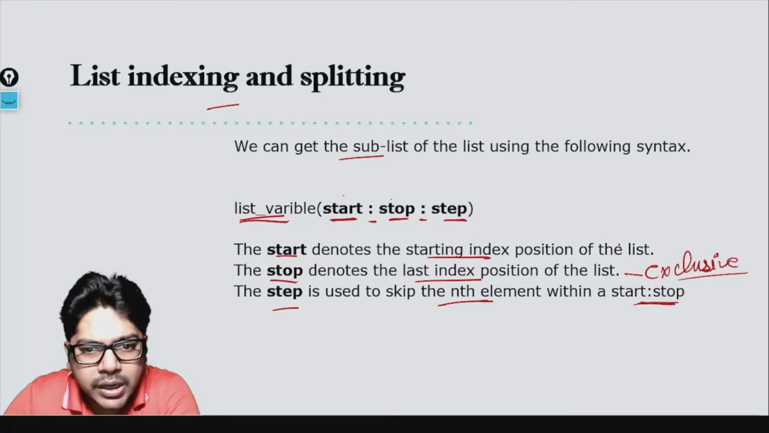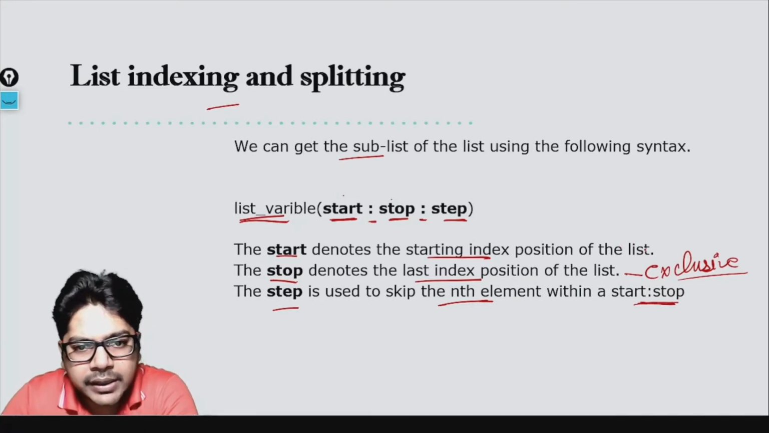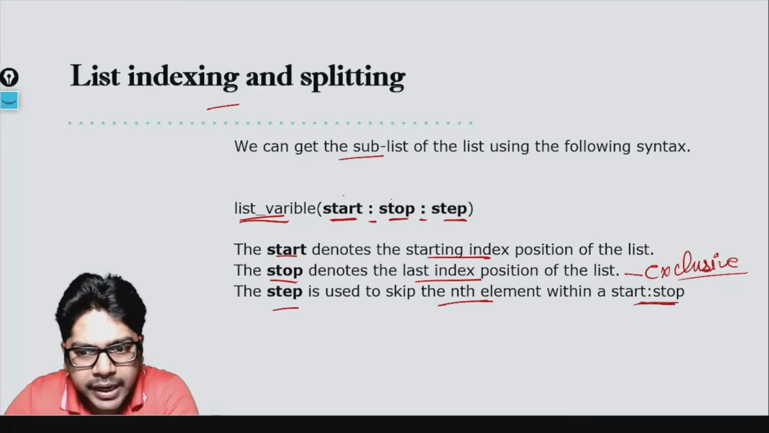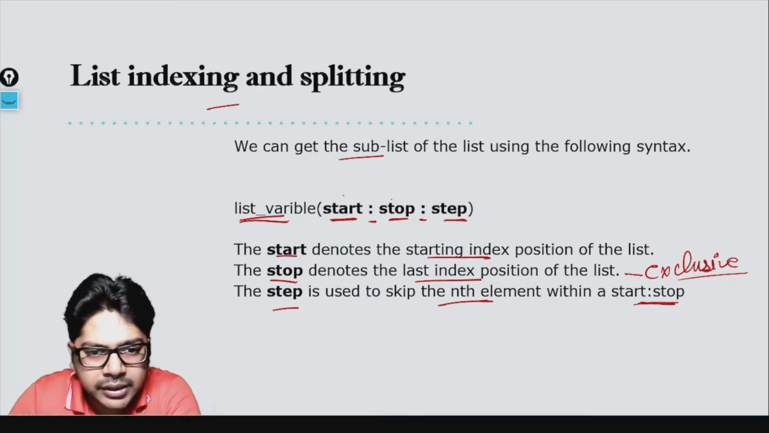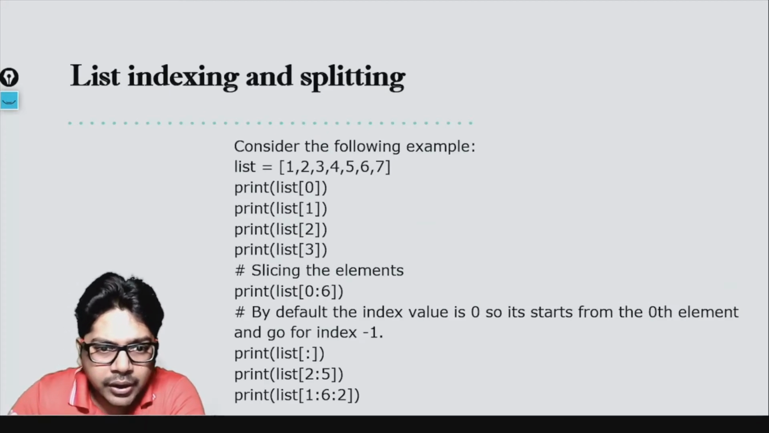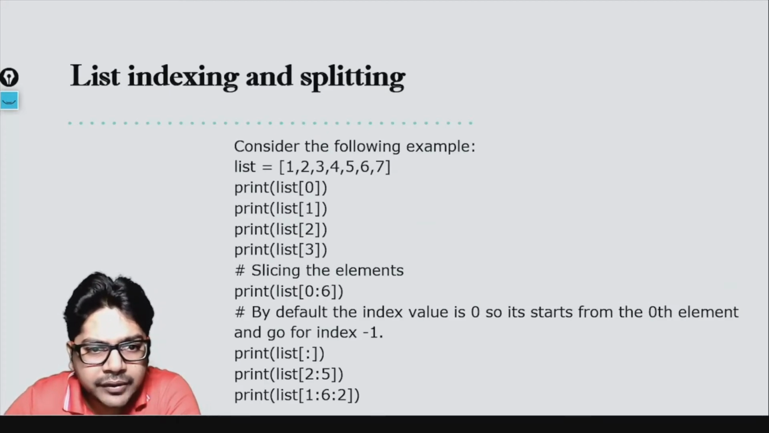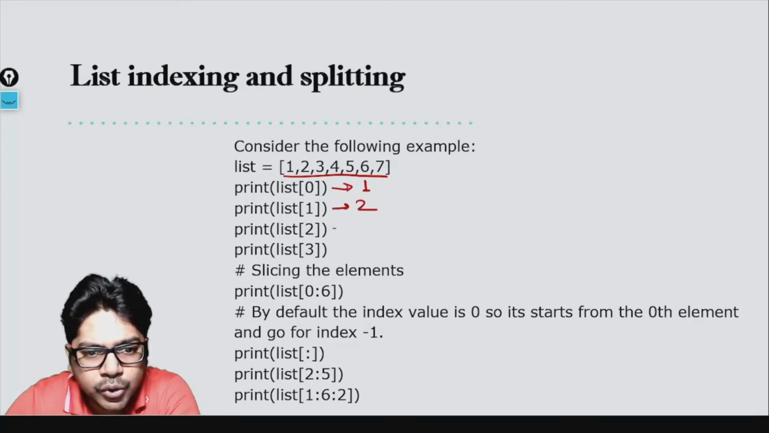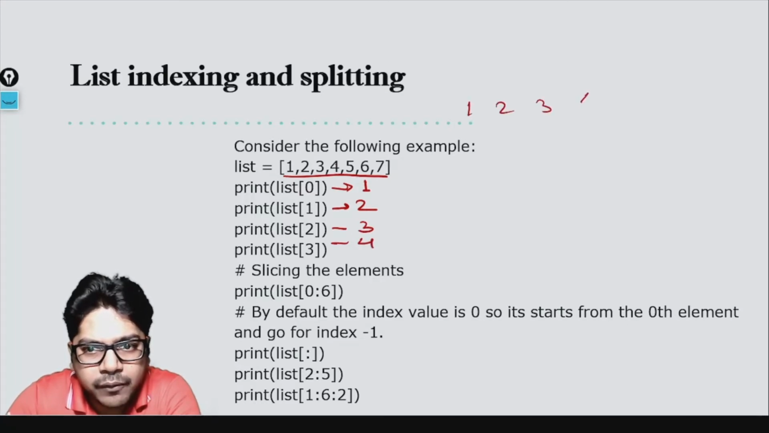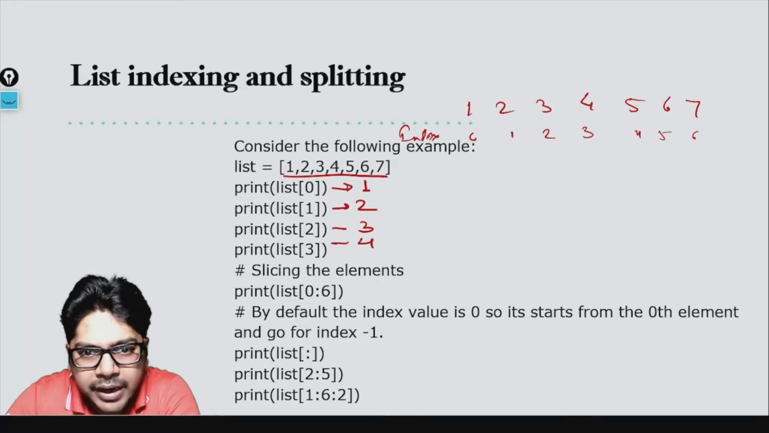Okay, so when you write ::-1, from the beginning till the end in a negative way, it prints the list in reverse order. Look at this example and let's try to find the answer. When you write 1, 2, 3, 4, 5, 6, 7, these are the elements. When you print index 0, you get 1. Index 1, you get 2. Index 2, you get 3. Index 3, you get 4. Why? Because the indexing is 0, 1, 2, 3, 4, 5 and 6. This is the indexing part.